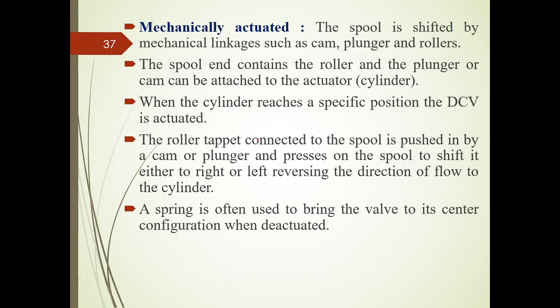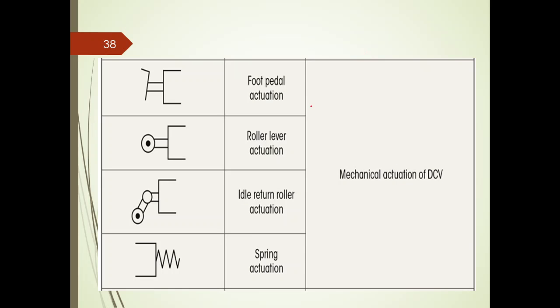In case of mechanical actuation, we are using the cams, the plunger as well as the rollers. Such types of components will be used in order to actuate the various positions. Along with that, a few more actuations are also considered under mechanical actuation, such as the foot pedal, the roller, the idle return roller actuation, as well as the usual spring return actuation.